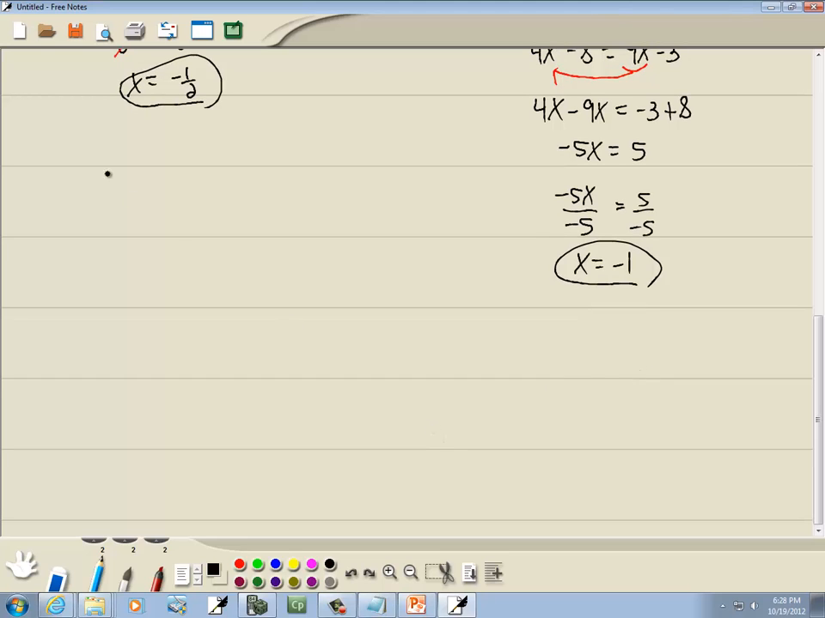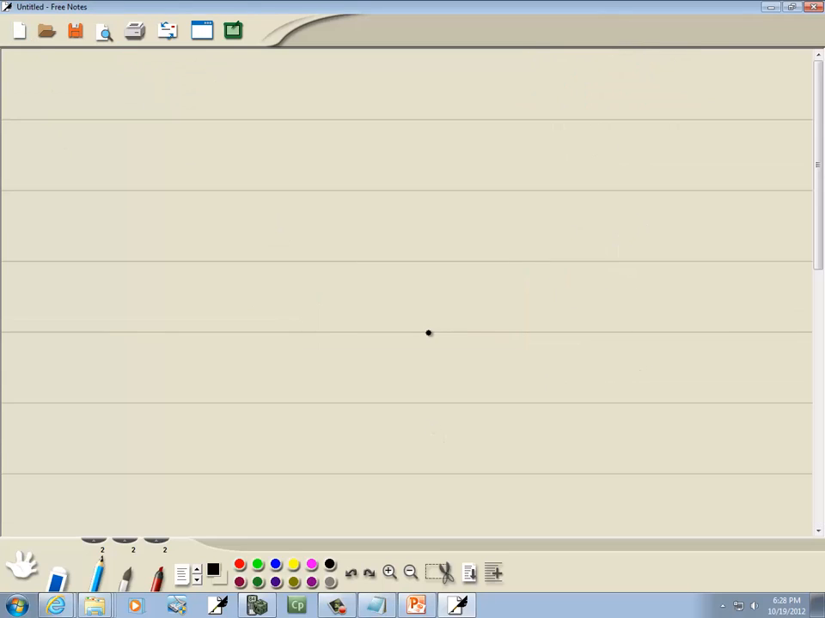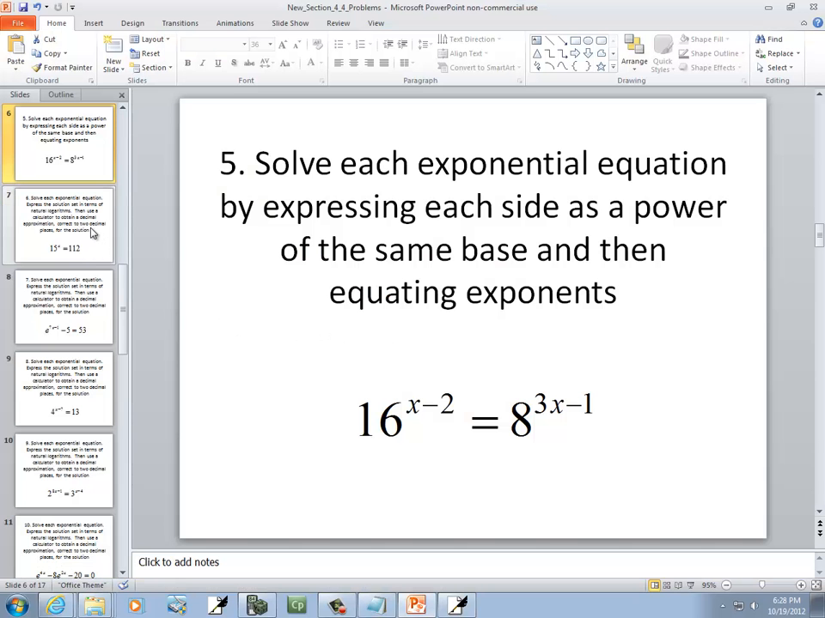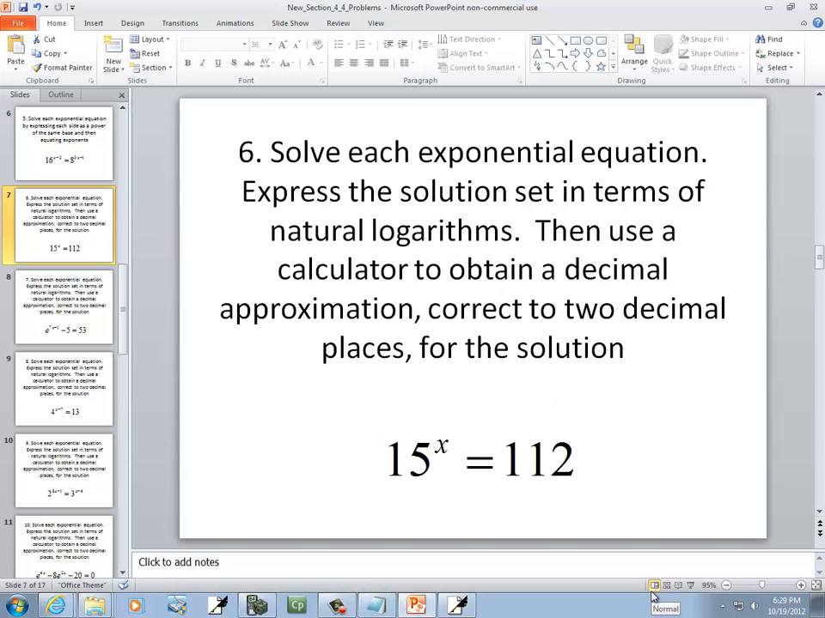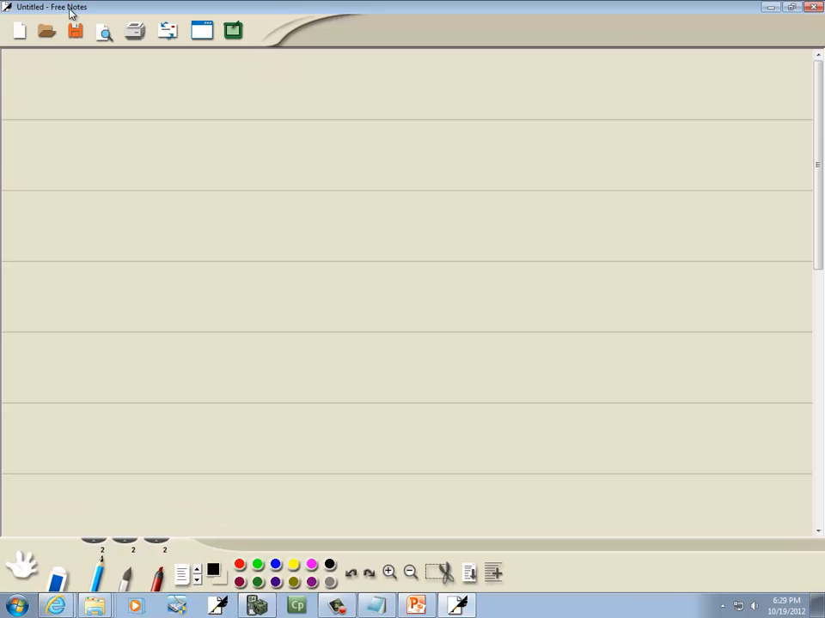Now, let me start a new page. And let's look at the next problem. You got 15 to the x is equal to 112. You notice there's no way to rewrite 112 as 15 to a power. And I can't look at both sides and rewrite each of them as a number to a power. So we're going to have a different way of solving the other types of exponential equations, exponential equations when you got a variable in the exponent.